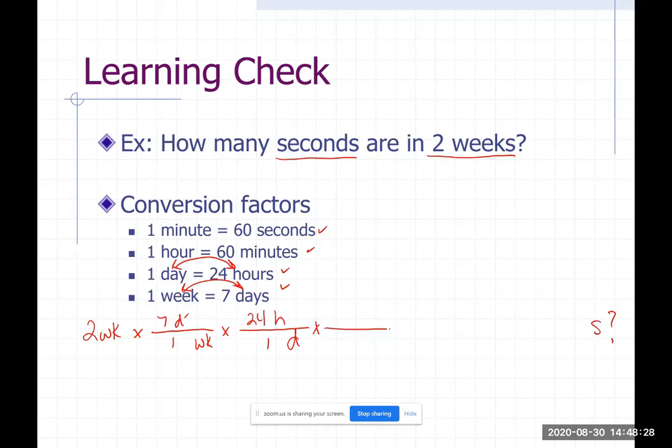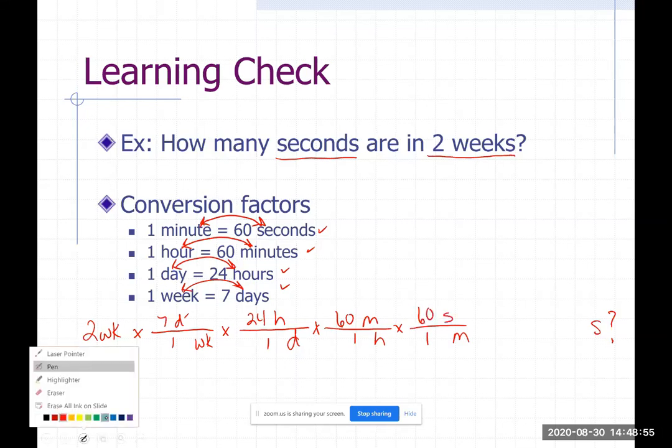Our next conversion factor is going to have to put hours on the bottom to cross-cancel that. And we see we have a conversion factor going from hours to minutes. So 1 hour is 60 minutes. And now we want to cross-cancel minutes. So that goes on the bottom of our next conversion factor, which shows 1 minute is equal to 60 seconds.